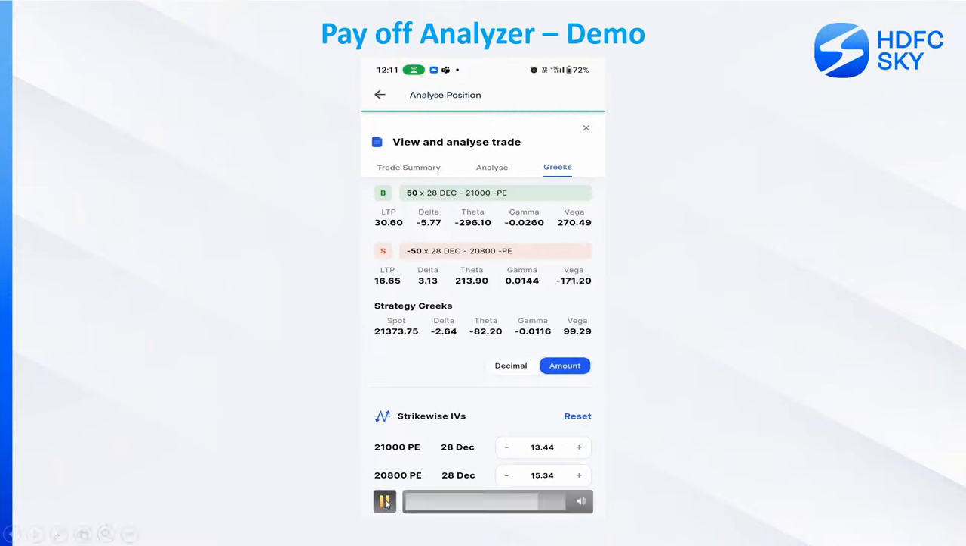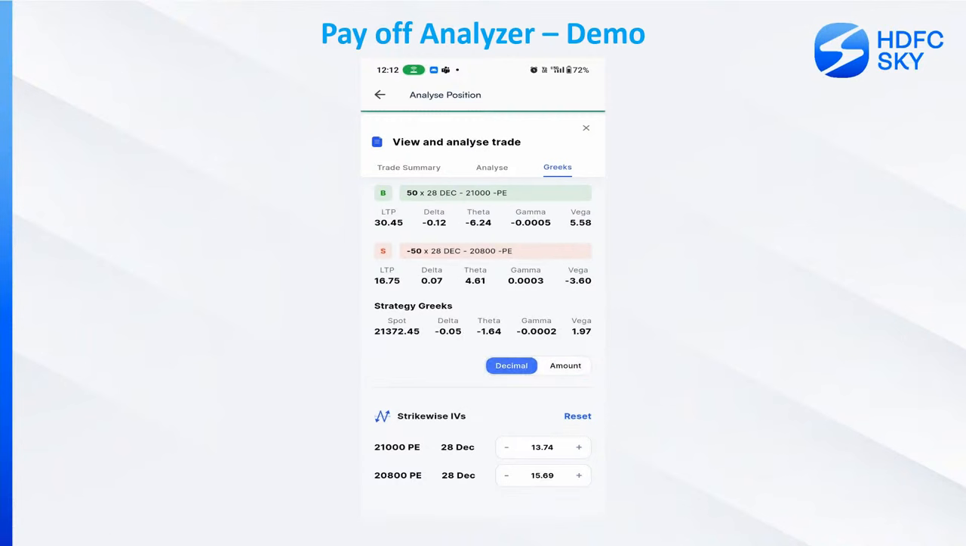Amount is nothing but multiplying the Greeks with the quantity. So you will get to know what the impact is at the whole strategy level on the Greeks front. So the Greeks will give you insights about the market conditions, how market behavior will impact your strategy. So this is a very useful tool for advanced FNO traders. You can check it in decimal and also in amount.